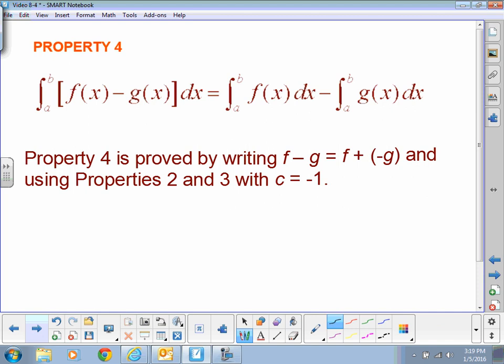Our fourth property is subtraction. If you're doing subtraction, think of it as adding a negative. We already know addition can be split up, and the negative can be pulled out because it's a constant. So that basically proves why property 4 is true. We've seen with summations and limits that if you're subtracting two different things inside, you could do it separately. So it's pretty much the same idea here with our definite integrals.